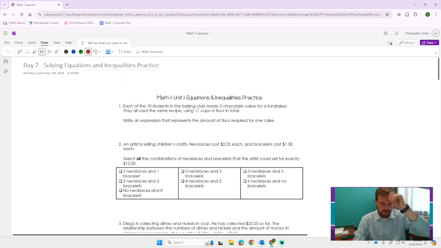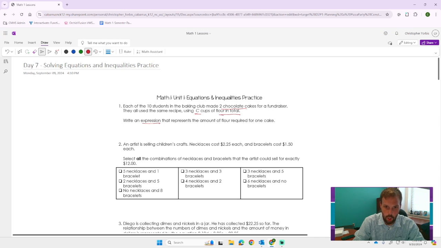Each of the 10 students in the baking club made 2 chocolate cakes for a fundraiser. They all used the same recipe using C cups of flour in total. So the total amount of flour used among these 10 students is C. It wants us to write an expression. Remember, an expression is just without the equals sign, that represents the amount of flour required for one cake.